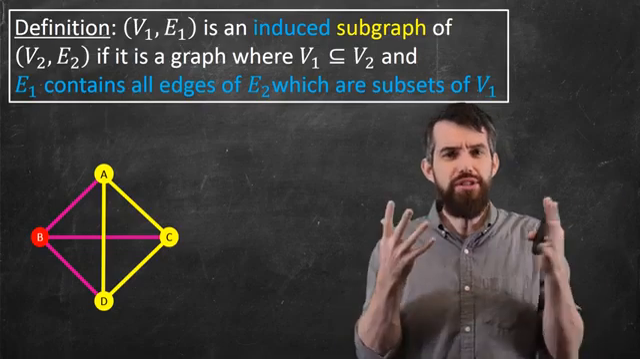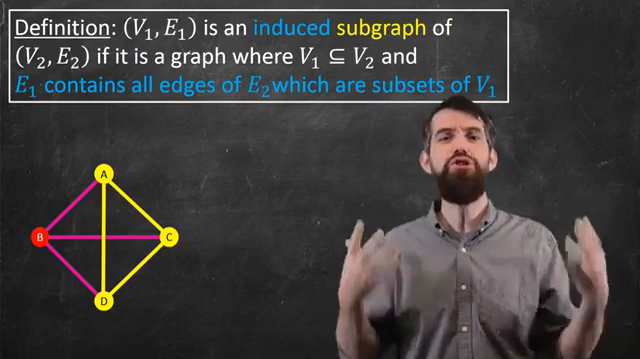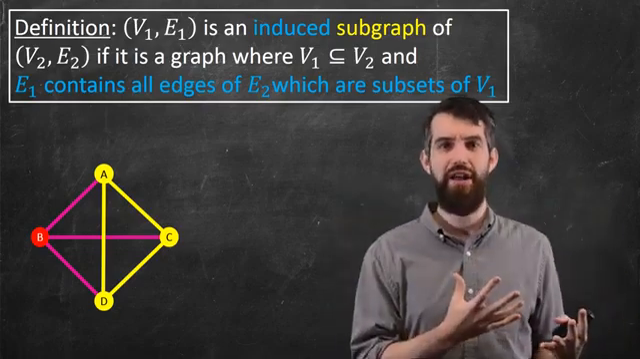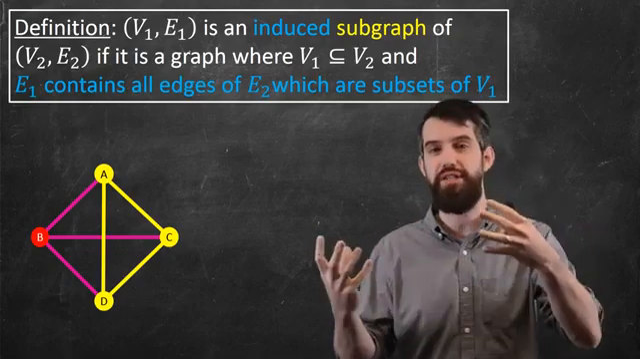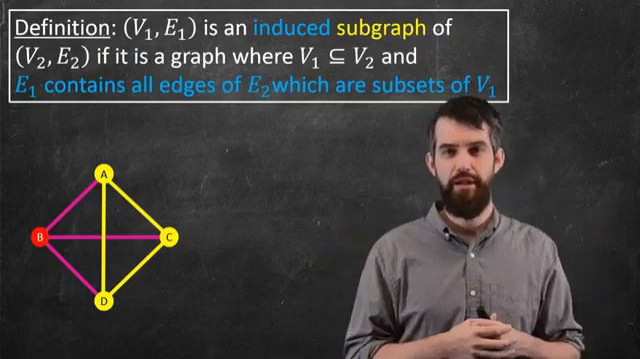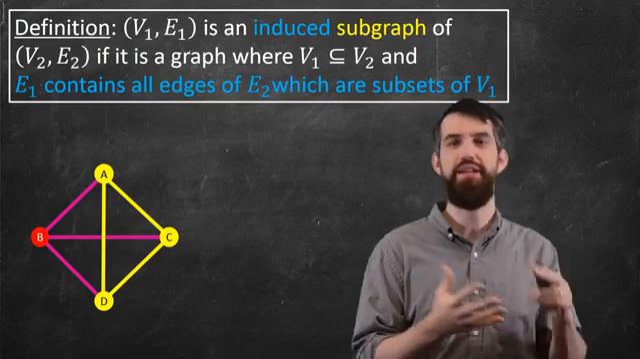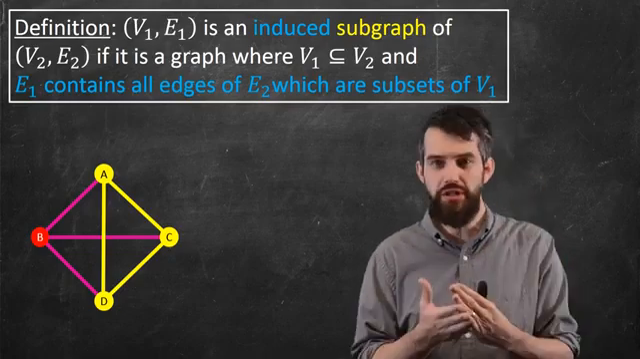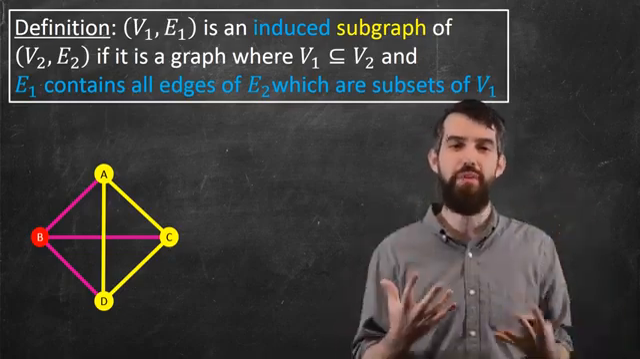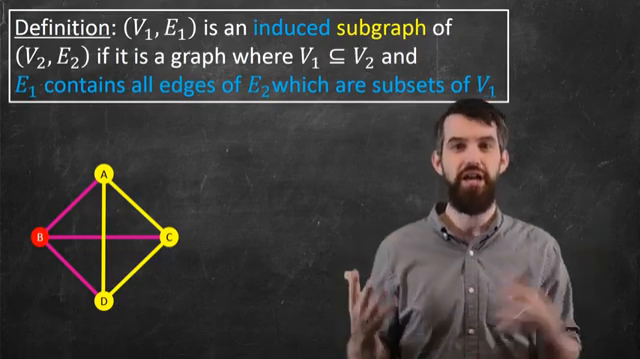So the induced subgraph is sort of like the largest possible subgraph that comes from whatever vertices you've decided to retain. So now that we have this idea of connected and complete and subgraph and induced subgraph, we have a little bit of nomenclature of the basic ideas of graph theory.